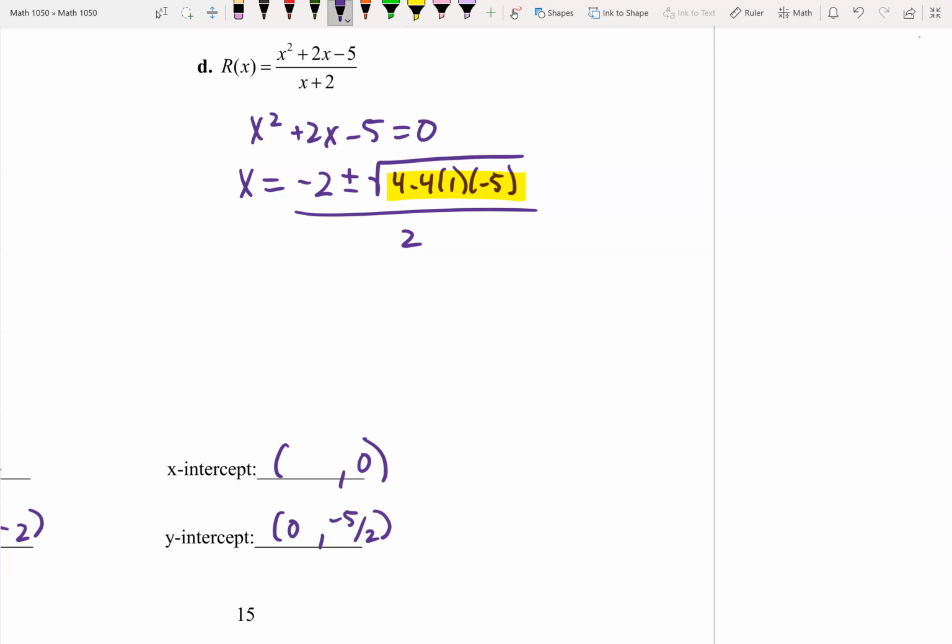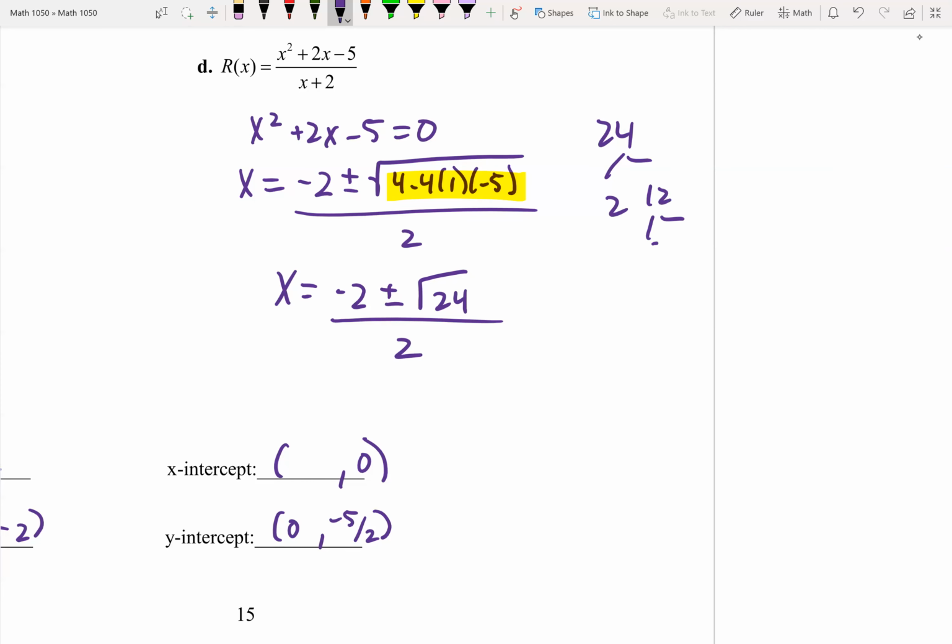You know why? Because my students are so bad at getting that number. So just use your calculator. Go 4 minus 4, parenthesis 1, close it, parenthesis, negative 5, close it, enter, and you get 24. Are we done? No, keep going.